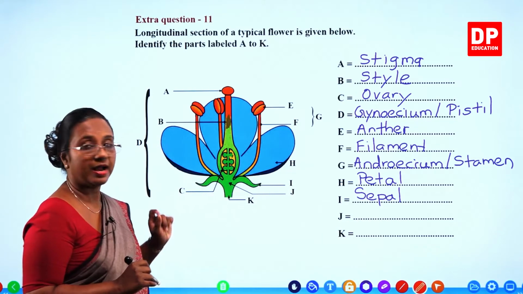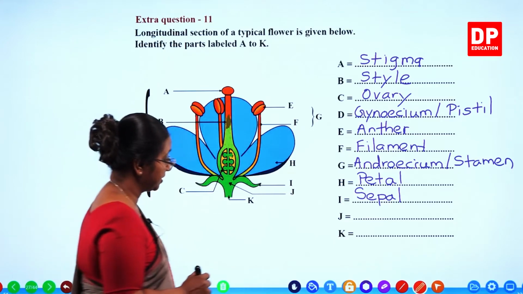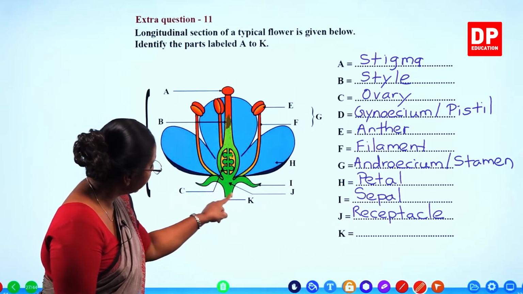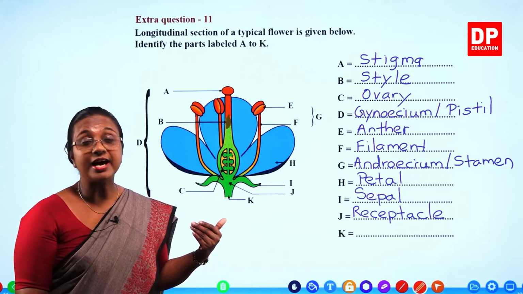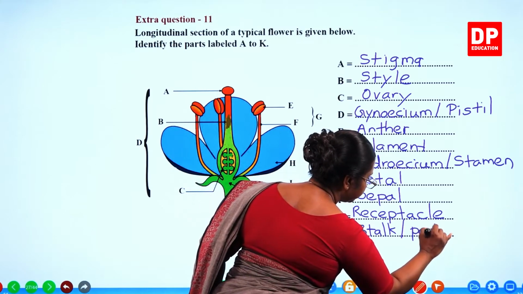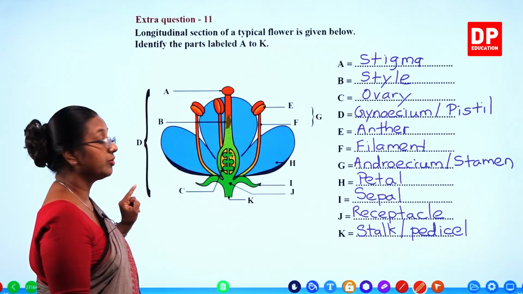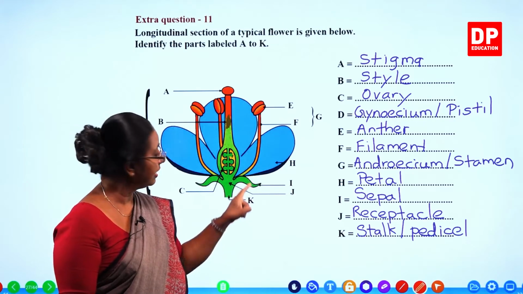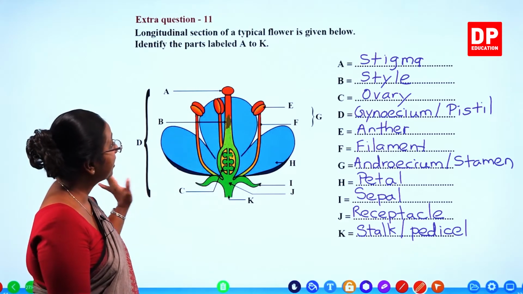Then we have J, this part. All the parts of the flowers are arranged in a whorl on this structure. What is that? It is the receptacle. Then we have K. What is K? It is the structure that attaches the flower to the branch. It's called either the stalk or the pedicel. So here I'll write both names, stalk or pedicel. So these are the parts, students. Stigma, style, ovary, everything together, gynoecium or pistil. Then you have anther, filament, together stamen or androecium. H, the petal. I, sepals. Then we have the receptacle J, and K is the pedicel or stalk. So we have identified all the parts.